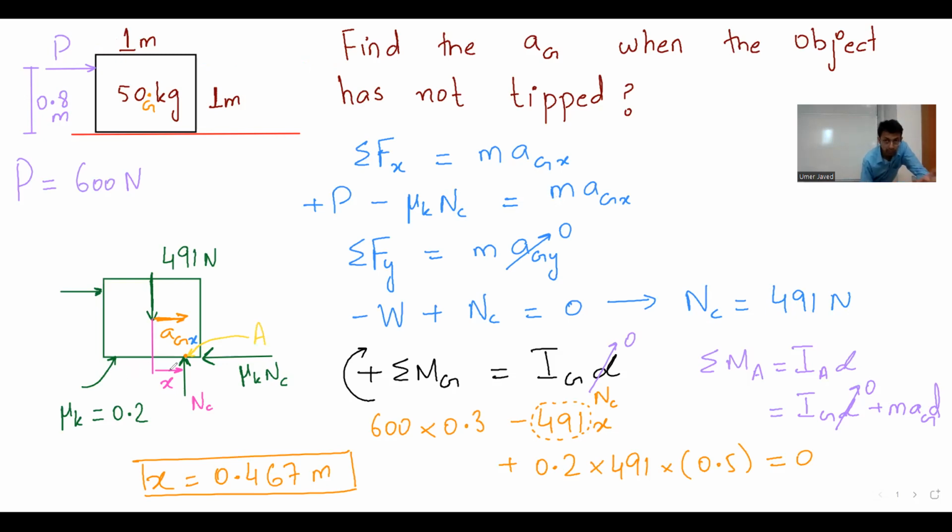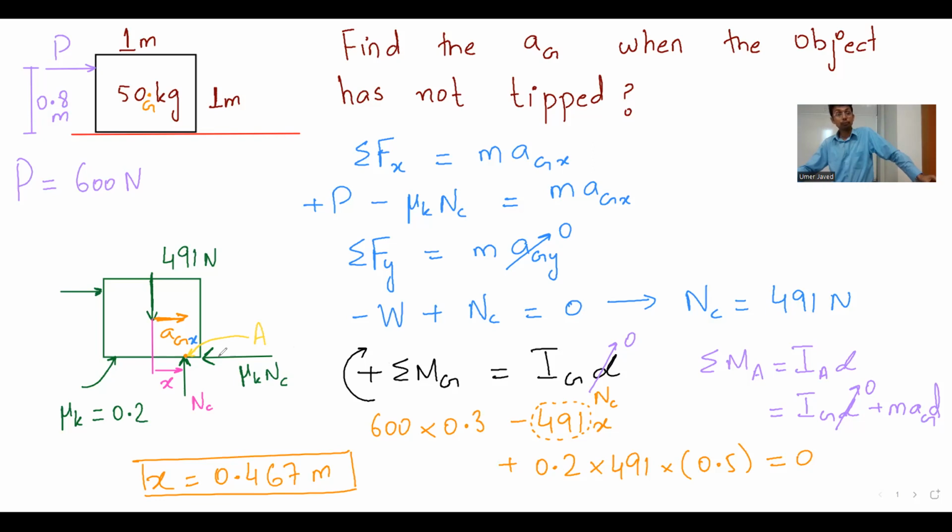I will answer first his question, then yours. The X is coming out to be 0.467. This means that the object has not tipped. If the X had come out to be exactly 0.5 meter, this means that the object is ready to tip. And if the X had come out to be more than 0.5, this means the object has tipped.